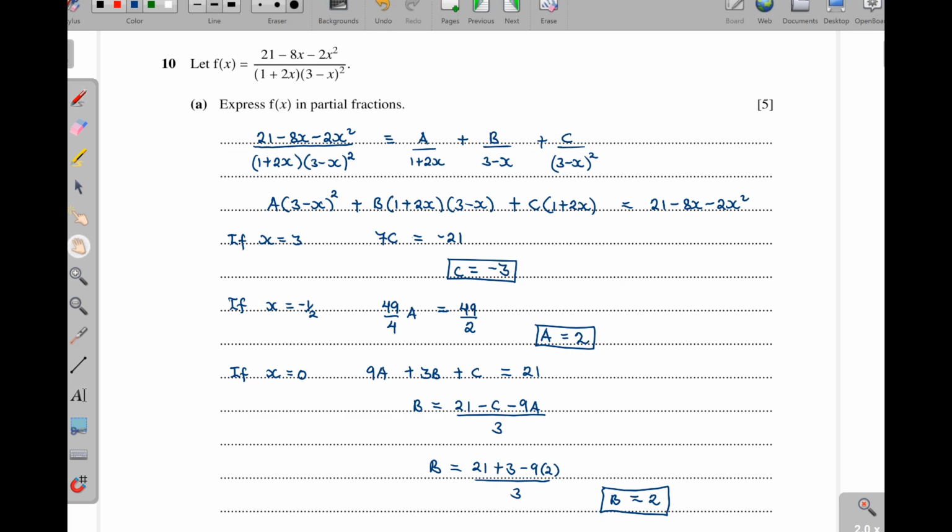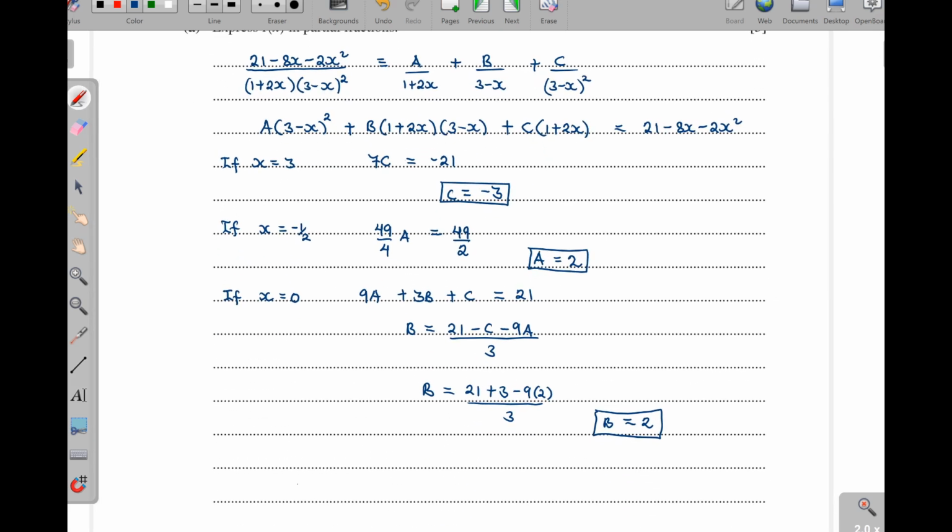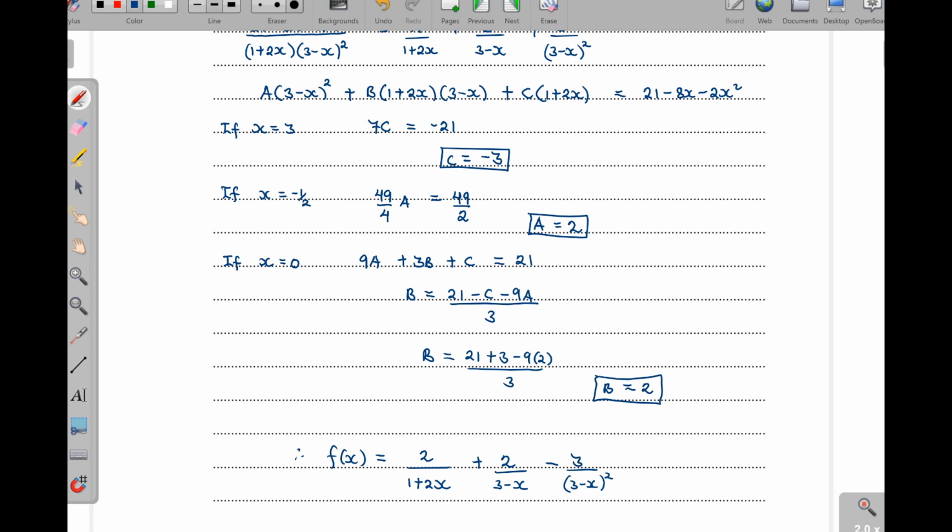So this therefore implies that our f of x is then going to be our A, which is 2, then out of 1 plus 2x. Is that clear? Then B is also a 2, then out of 3 minus x. And then our C is a negative 3 out of 3 minus x. But then this one is squared. Okay? And this is it.